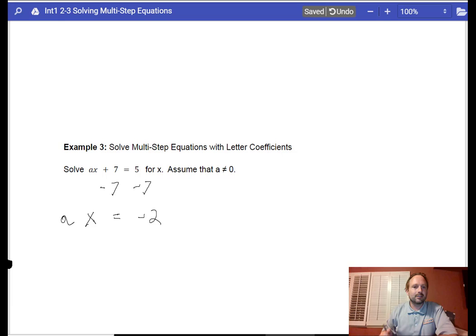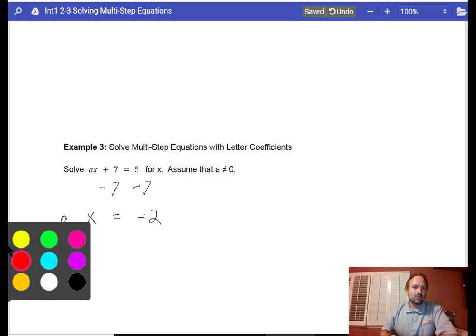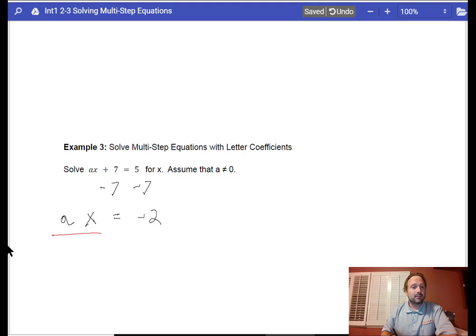Now wait a second here. What is that A doing to the X? We have to solve for X. What is the A doing? It's multiplying. So what's the opposite of multiplying? Division.